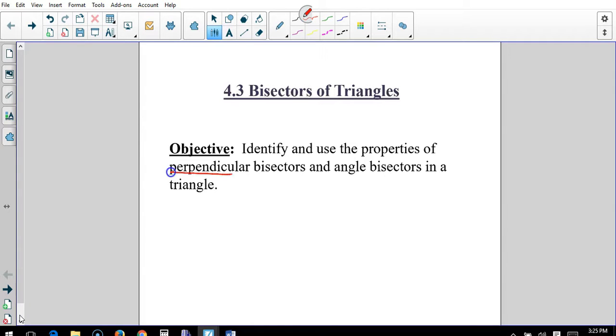So remember, perpendicular, the symbol for that looks like that. That means 90 degrees. Bisectors cut things in half. So a perpendicular bisector cuts a line in half, and an angle bisector cuts an angle in half.